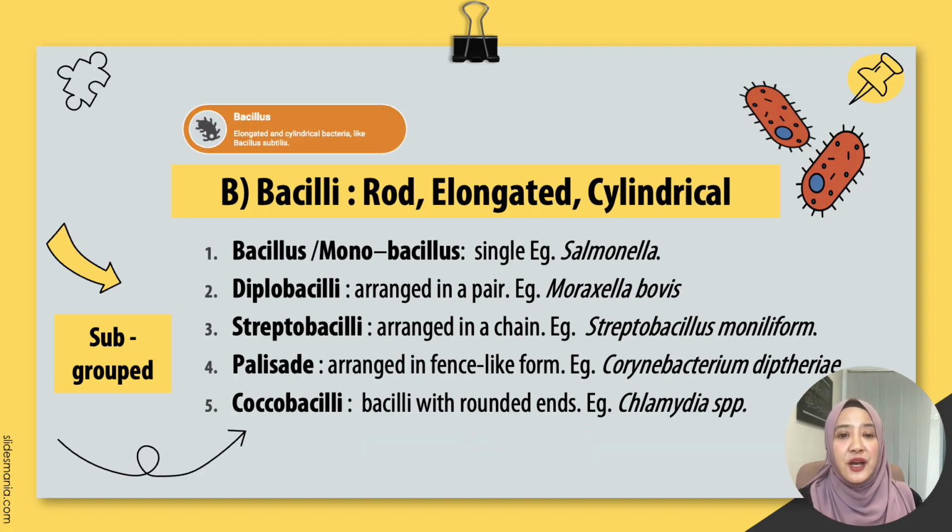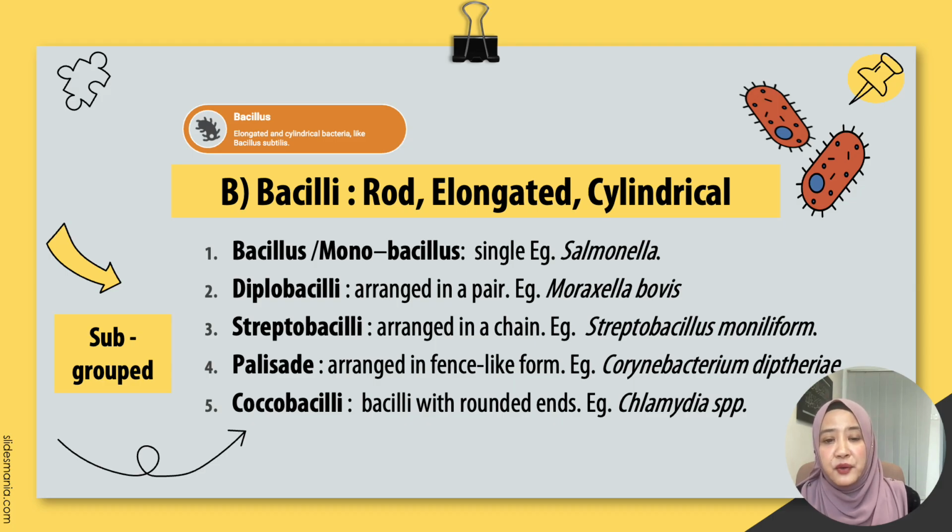Now let's move on to our bacilli, which are essentially our rod, elongated, and cylindrical organisms. Just like our cocci just now, the shape of the bacilli could be the same, but the arrangements could be different. For this reason, bacilli can be grouped as the following. They can be monobacillus, diplobacilli, streptobacilli, palisade, and coccobacilli. So monobacillus is essentially one single bacillus.